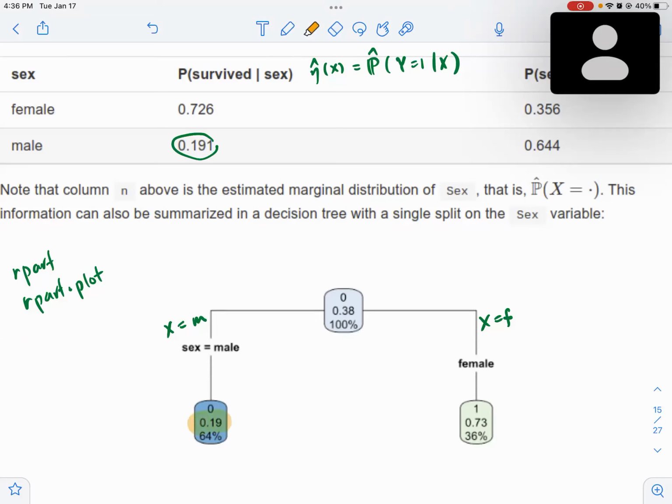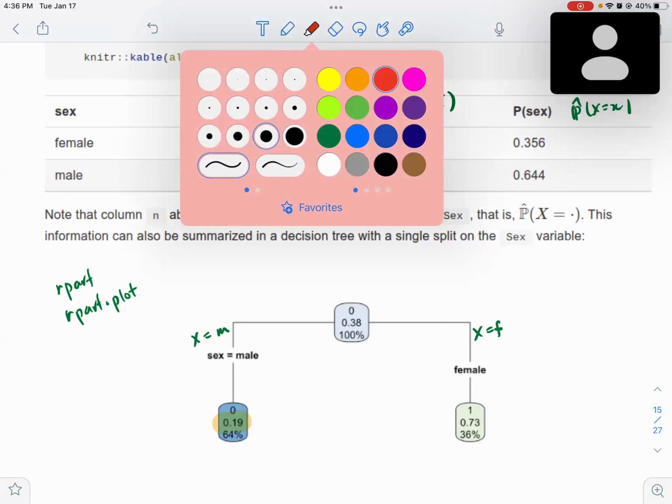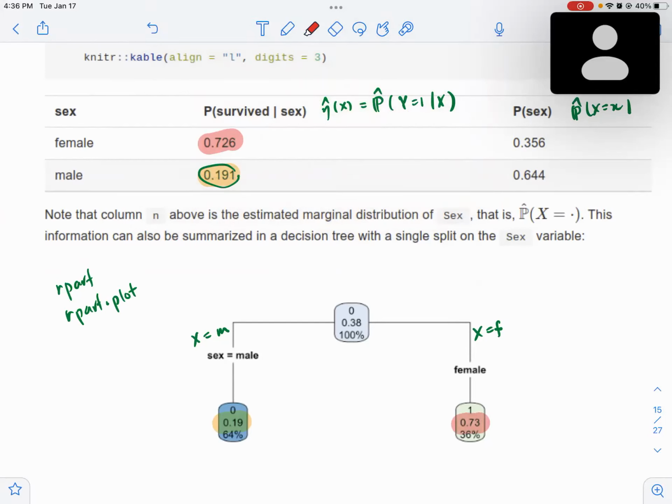If you do the plot, this 19 is that, and this 0.73 is the other one. So that gives you a nice, compact way of doing it. Actually, a representation of this. And here it's just going to be the probability. This is the unconditional p hat of y equal 1. This is the conditional probability of y hat equal 1 given x is male. Sorry, hat here. This is p hat of y equal 1 given x is female. And this is the unconditional probability.